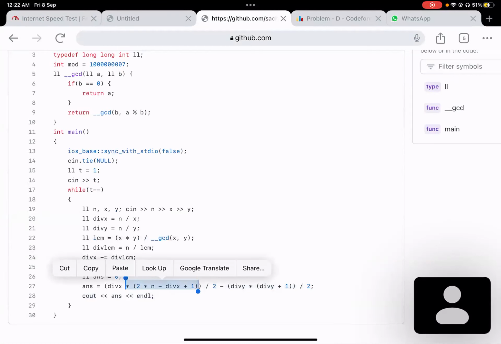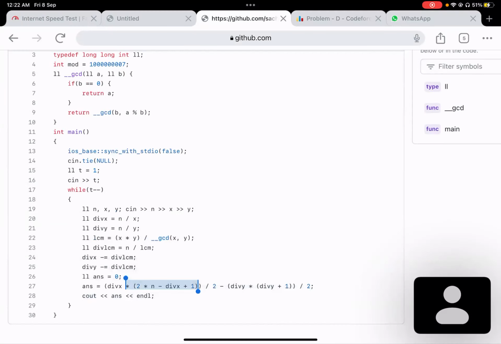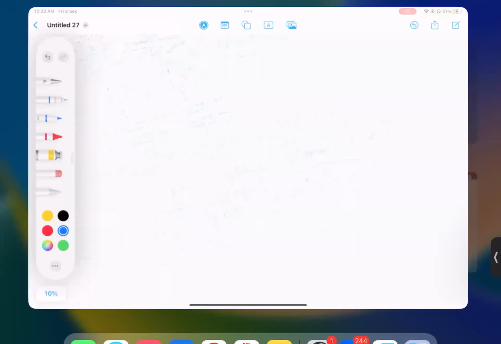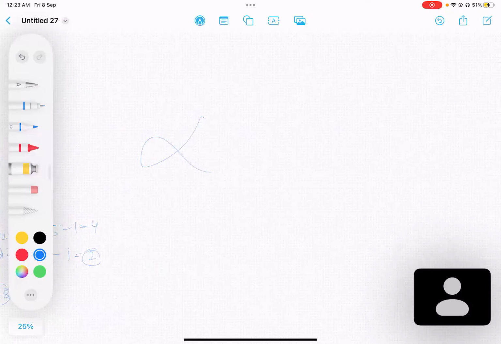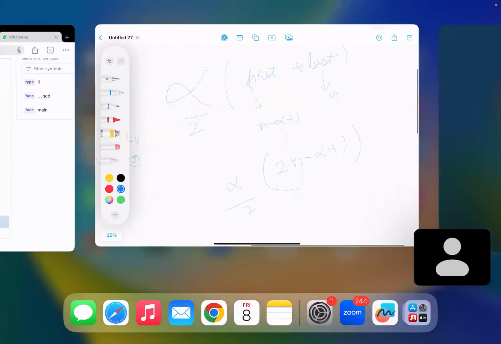Because if you see here, it is written div of x, this was alpha into 2n. Why is it 2n minus div x? It was because, as I told you, this was alpha by 2 into first plus last, right? We know that last is n, and first is n minus alpha plus 1, right? So this becomes 2n minus alpha plus 1 into alpha by 2, right? So this is actually what is written.